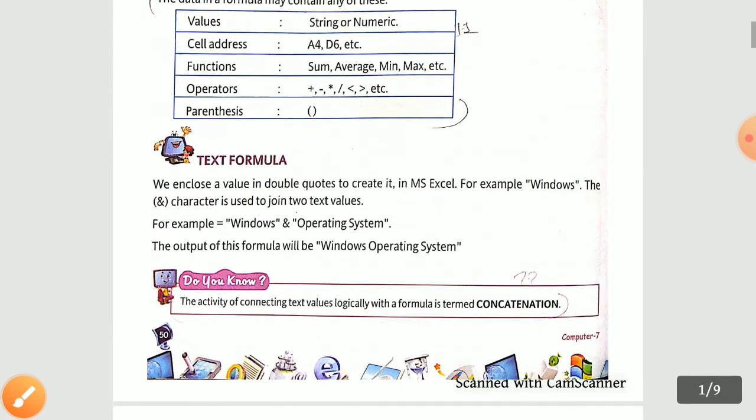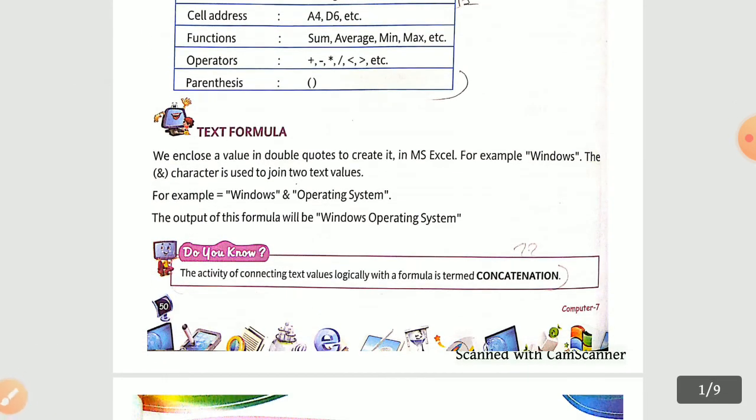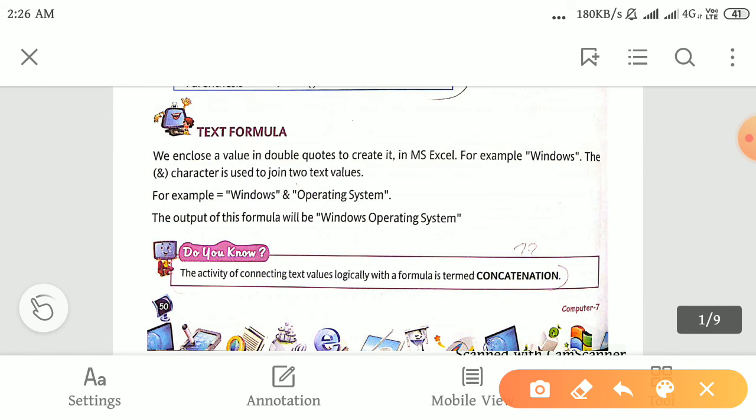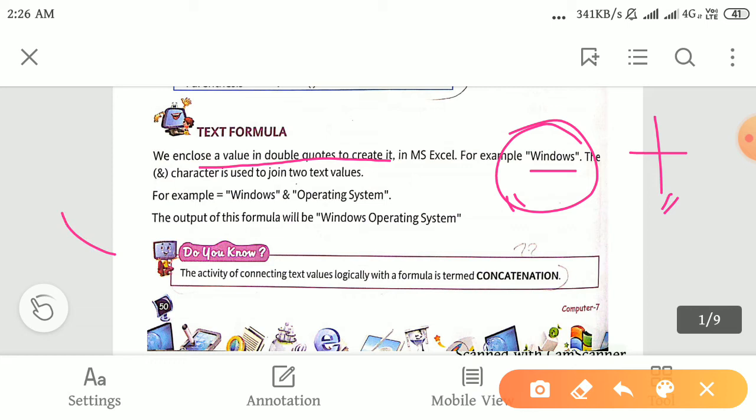Now let us see text formula. Now let us have an idea of the text formula. They have given an example over here also. Now see, we enclose a value in double quotes to create it. Now every value should be enclosed in double quotes. Double quotes means these commas. Okay, so they have given the example. See, Windows firstly they have taken, and they want to join something after Windows. So whenever you want to join anything while you are working with the strings, right? So this is particularly your string. When you work on a string and you want to add on to a string, then instead of this plus you are going to write down the and operator.